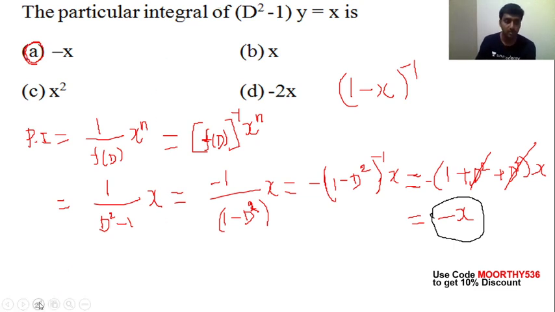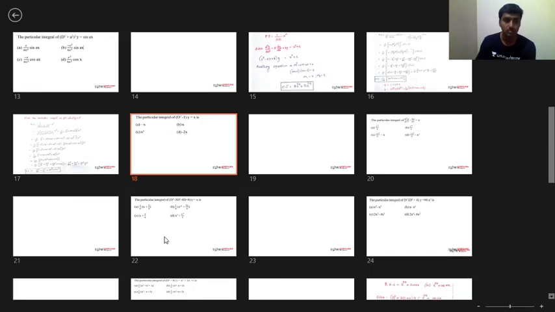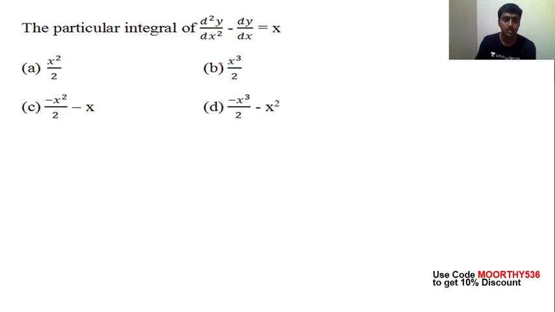The second question to you. Again, the particular integral of d square y divided by dx square minus dy divided by dx is equal to x. So this is the format here.